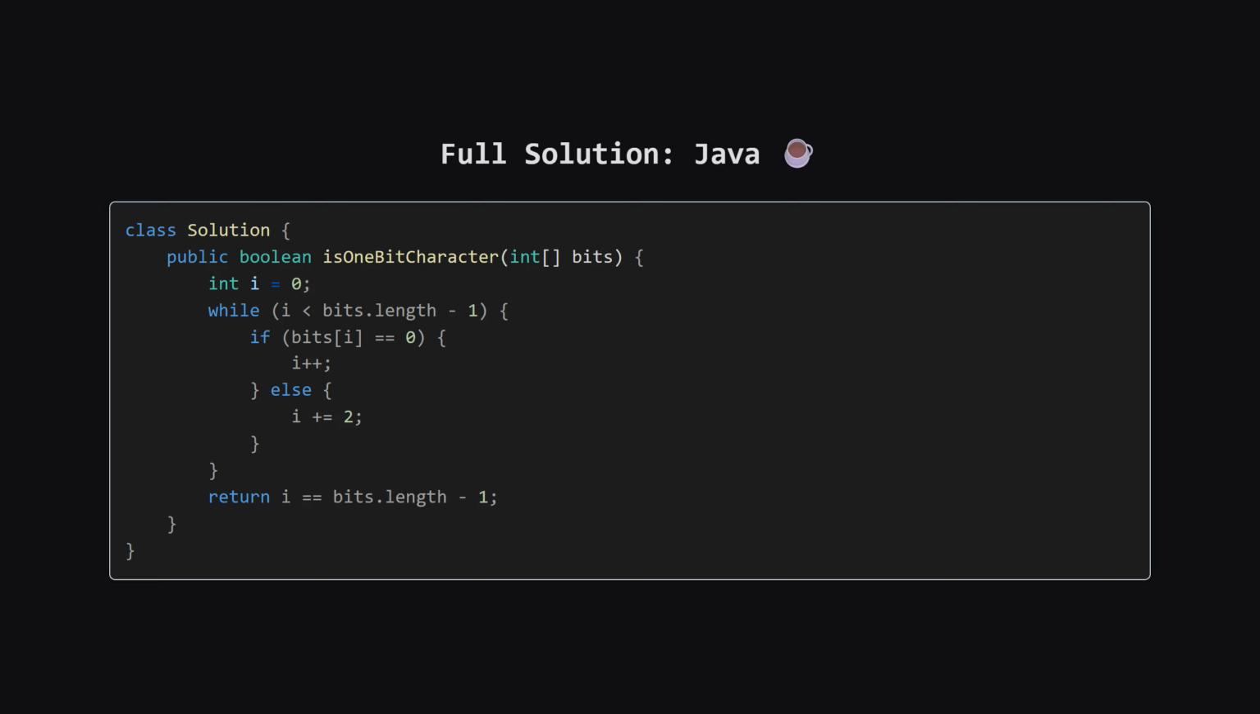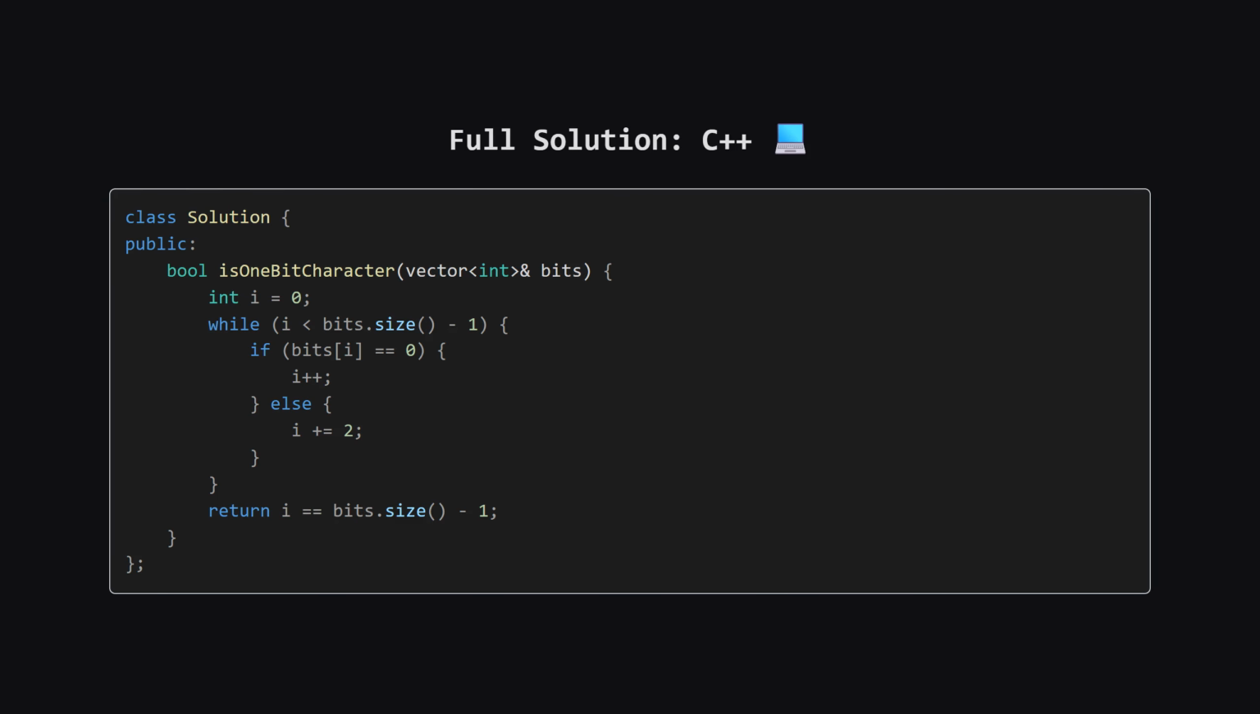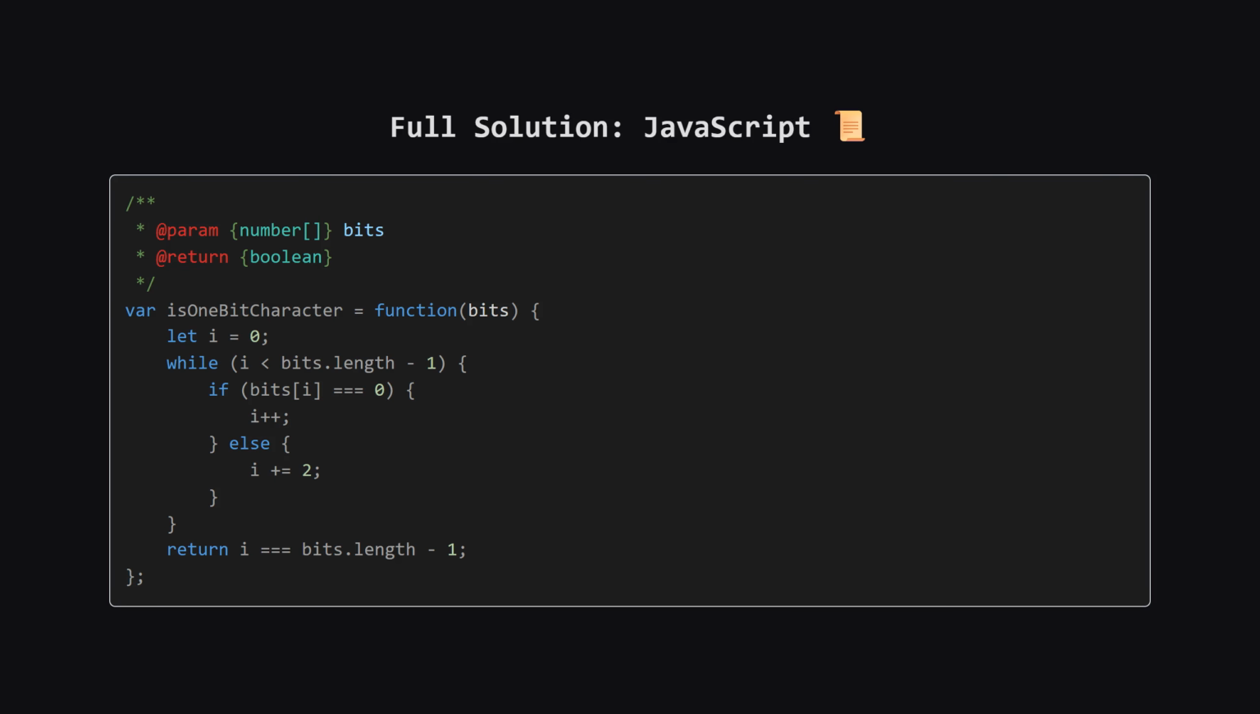I've implemented the first approach here, the pointer incrementing method. You can pause the video here to take a closer look. Next up, here is the C++ version of the solution. Again, it's the same iterative logic. Feel free to pause and review the code. And finally, here is the solution in JavaScript. Hopefully, seeing it in a few different languages helps solidify the concepts we've discussed.